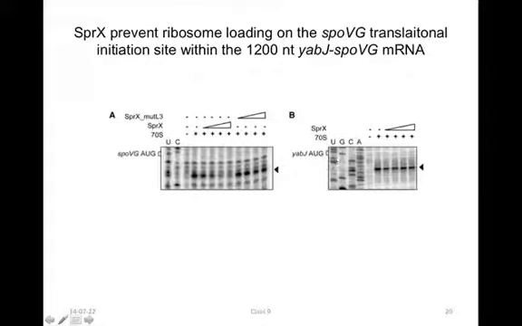Next, they do the toe print assay, and the toe print assay shows binding of SPO-VG to SPRX. As you add more SPRX, you get it bound to SPO-VG in this region. And if you add the MUTL3, there's no binding to it. So that loop, the poly C loop, is really important for the binding.